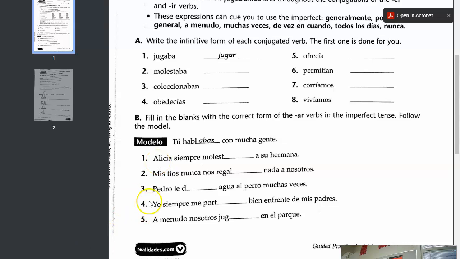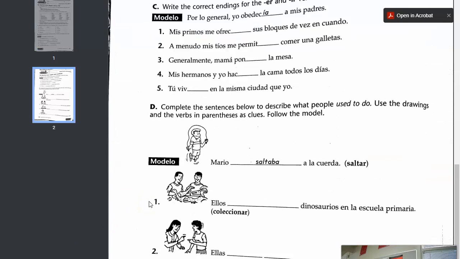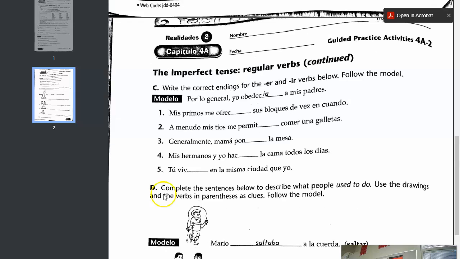All right, video is getting a little long here. Let me share with you part C and D, and then we'll be done here. Part C, you're doing the same thing as part B. It's just that you're using ER and IR verbs. Let's do 1 and 2 together. Mis primos me blank sus bloques de vez en cuando. My cousins offered me, or used to offer me, their blocks once in a while. De vez en cuando.